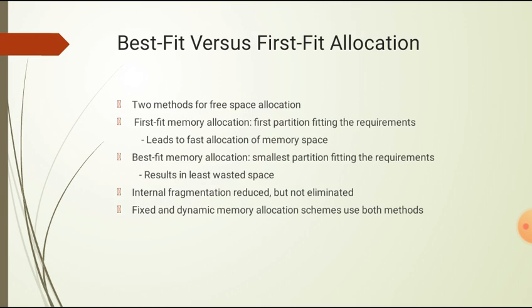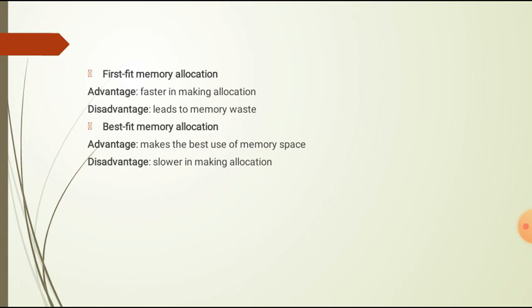Best fit versus first fit allocation. Some methods for free space allocation. First fit memory allocation: first partition fitting the requirements leads to fast allocation of memory space. Best fit memory allocation: smallest partition fitting the requirements results in least wasted space. Internal fragmentation reduced but not eliminated. Fixed and dynamic memory allocation schemes use both methods.